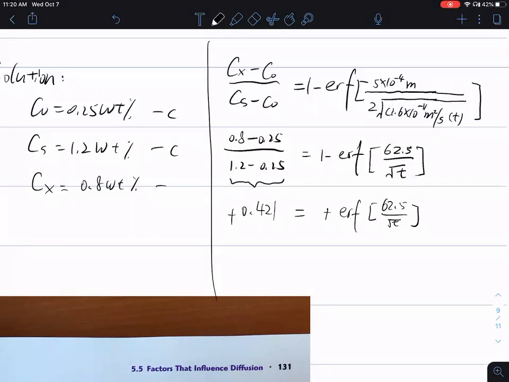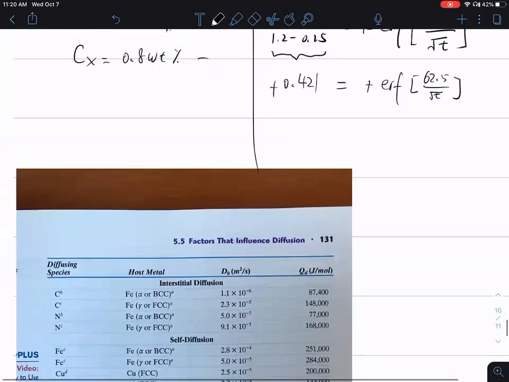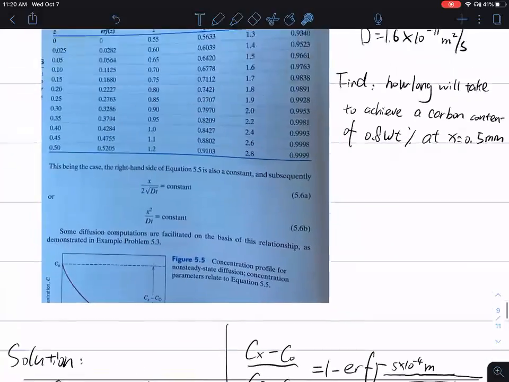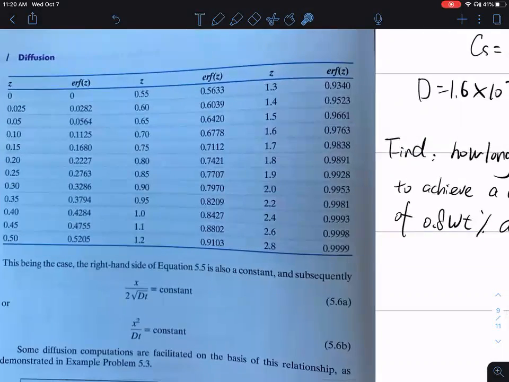Now it's time for us to learn how to solve the error function. Like I said, it's just a fancy math, and the value for error functions can be found from the table. So I have attached the table here. The value of the error function we know is 0.421. We need to go to the table for the error function. It's also the table in your textbook. You can just Google it, error function table.